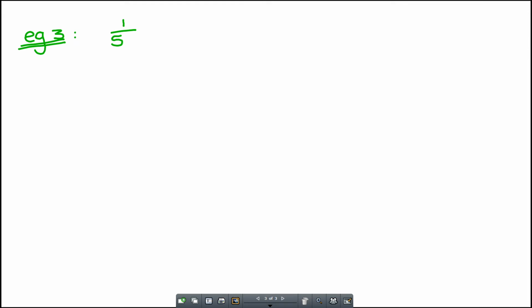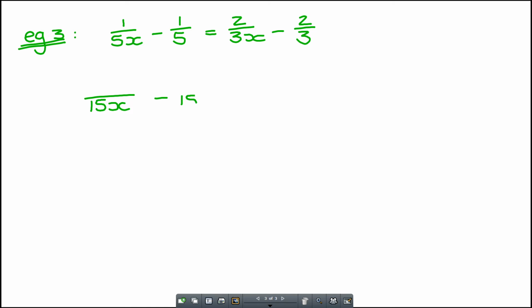1 over 5x minus 1 over 5 is equal to 2 over 3x minus 2 over 3. Now think back to when we did those fractions. What's my first step? Lowest common denominator. So look at my denominators. 5x, 5, 3x, 3. What would I make it? 15x. So I want to make everything 15x. So I'm going to leave you there. You guys try and change.